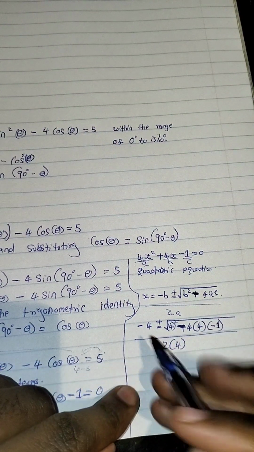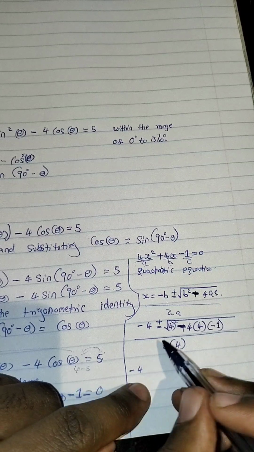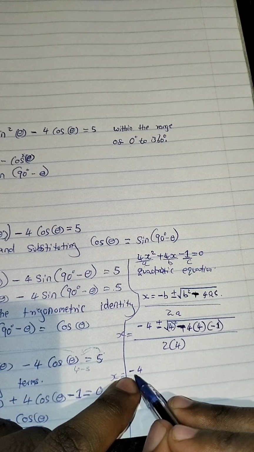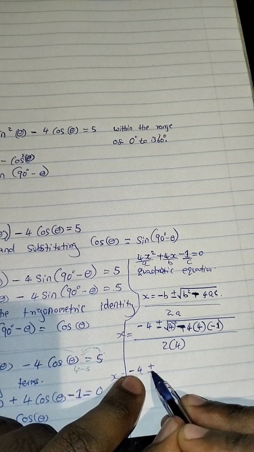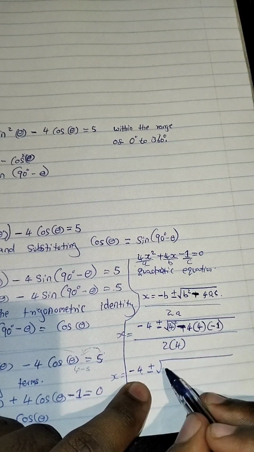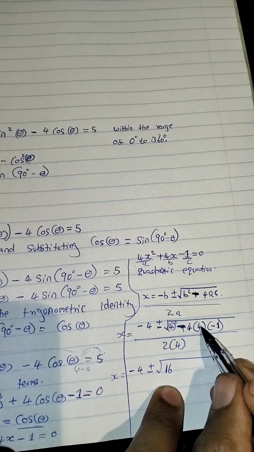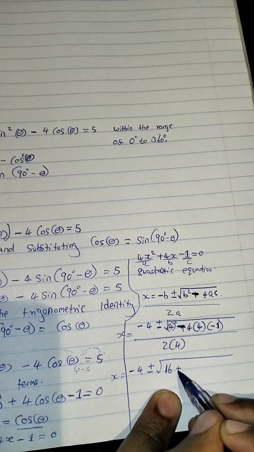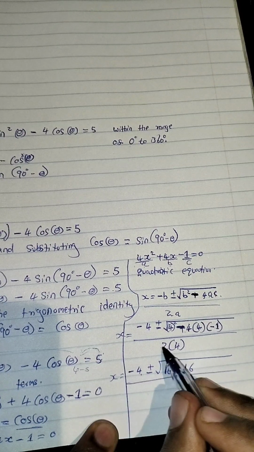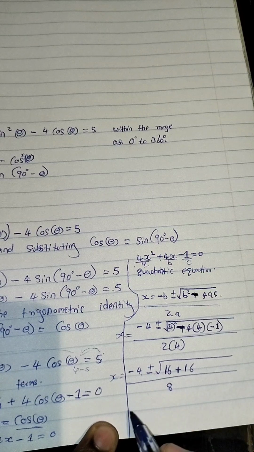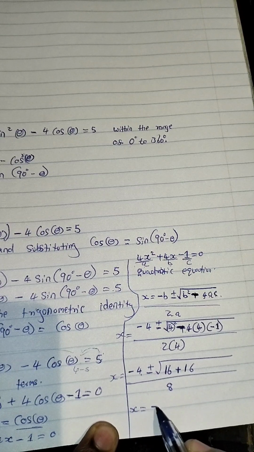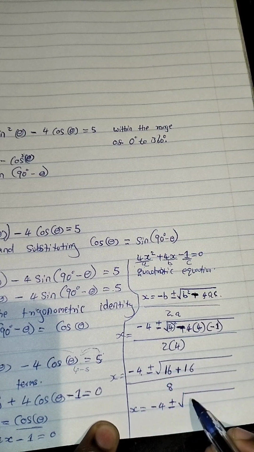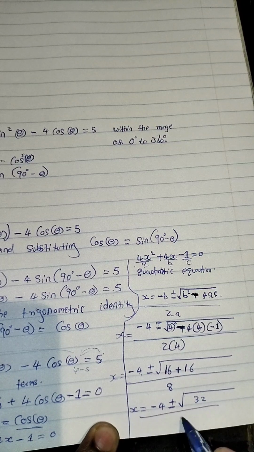So let me work on this now. Remember, all this is equal to the value of x. So minus 4, learner, plus or minus the square root of 4 times 4, which is 16. Then here I have minus 4 times 4, which is minus 16. Minus 16 times minus 1 gives me plus 16. Then the other side, 2 times 4, that is 8. So my x is equal to minus 4 plus or minus the square root of 16 plus 16, that is 32, all over 8, learner.